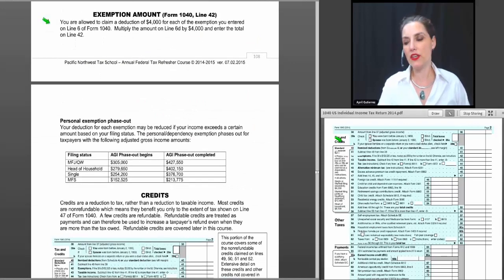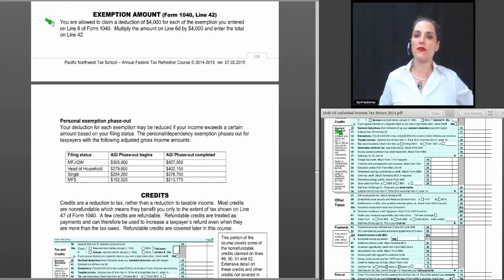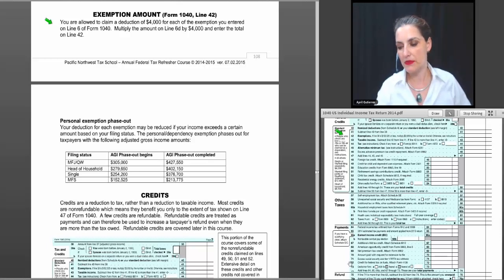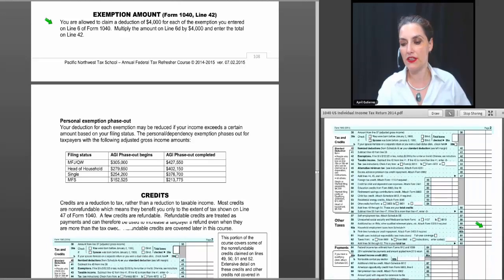Exemption amount, we're finished with itemized deductions. We're now going to move on to line 42 of the Form 1040. You are allowed to claim a deduction of $4,000 for each exemption you entered on line 6 of Form 1040. That is simply saying that if we go back up to the Form 1040, whatever number you have entered here, you're going to multiply that by $4,000 to figure your exemption deduction, unless you earn too much money.